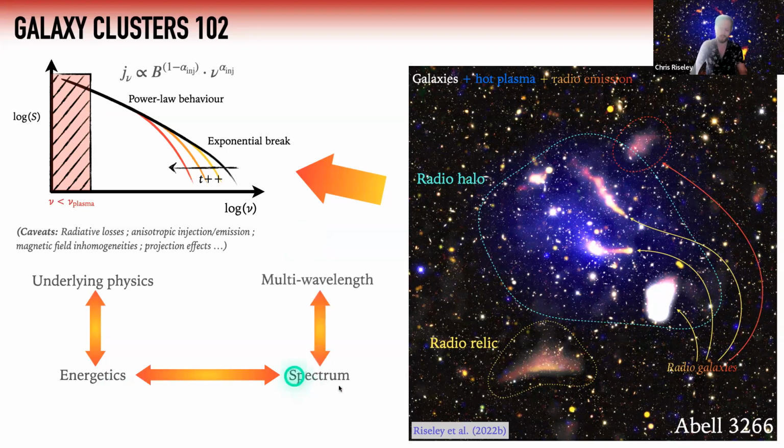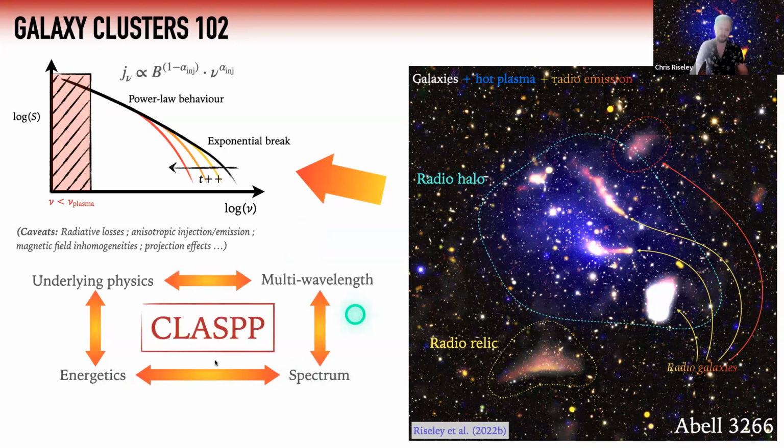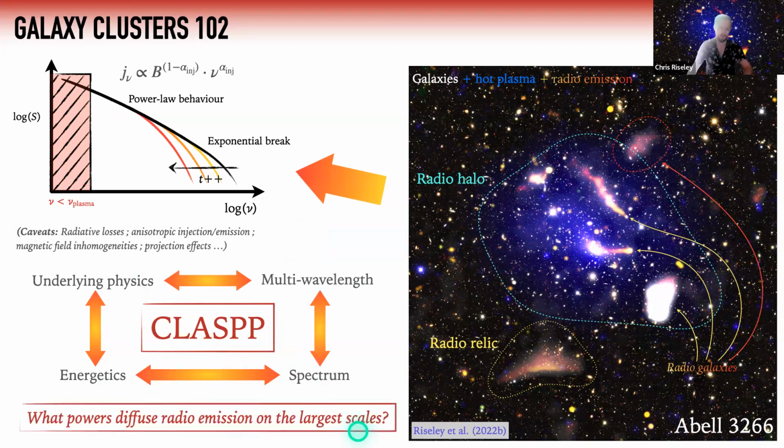And because we need to look at the spectrum and map it in as much detail as possible, we need to take this multi-wavelength approach. And this is the essence of my research program, which I referred to in the title of this talk, CLASP, because we use this multi-wavelength approach to get to the underlying physics. And really, we're trying to answer the question of what powers diffuse radio emission on the largest scales.